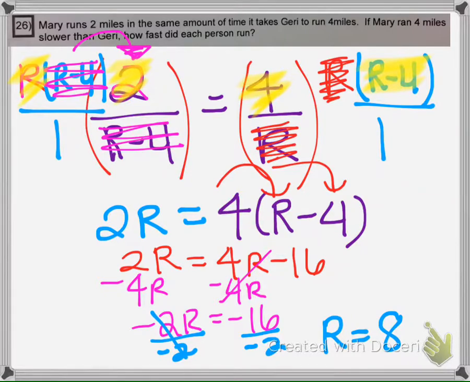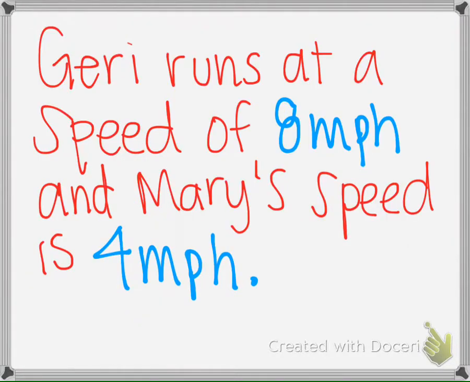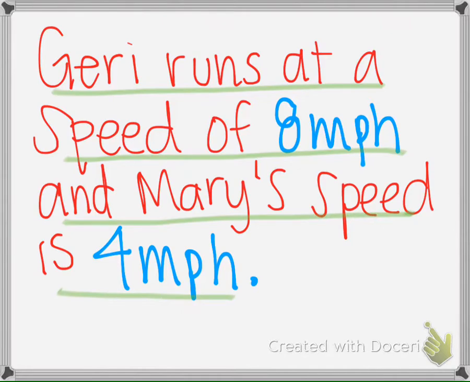I mean, they're running, so it makes sense that the number we get is small, right? And now we have to explain our answer. If we go back to what we wrote here, R is Jerry's speed, so 8 miles per hour. And 8 minus 4 is 4, which is Mary's speed. So Jerry runs at a speed of 8 miles per hour and Mary's speed is 4 miles per hour.